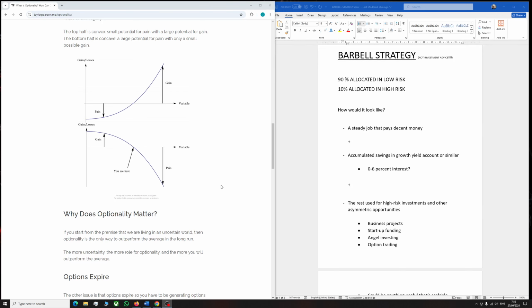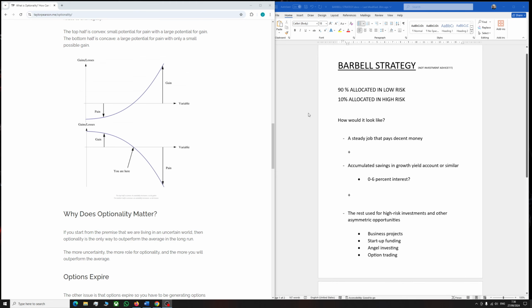But in this video I actually want to talk more about the barbell strategy here on the right. The barbell strategy is also something that Taleb talks about in his books, and it is about risk allocation, and it follows the idea of optionality. This barbell strategy is something that I'm trying to use in my own life, and nothing that I say here, by the way, is investment advice. This is just my own personal way to think about investing and about risk.